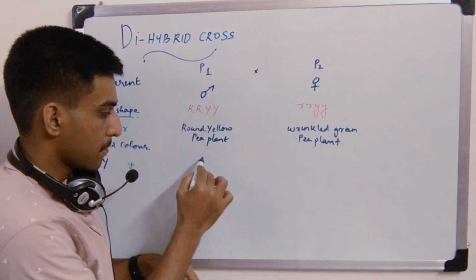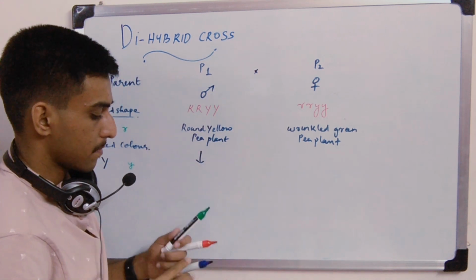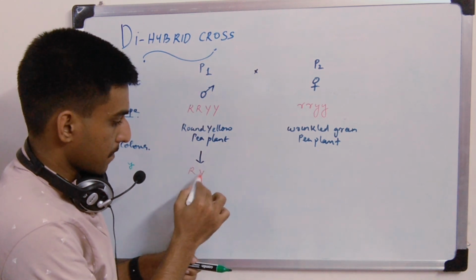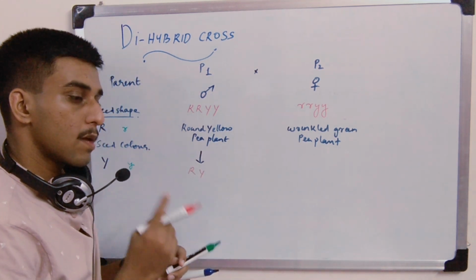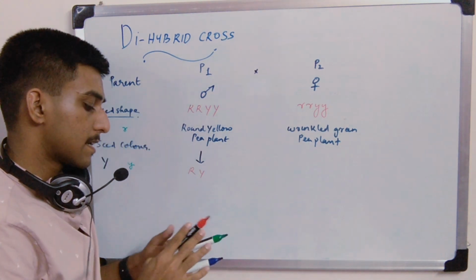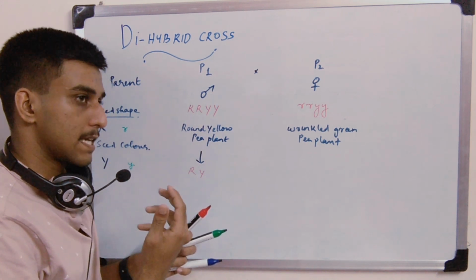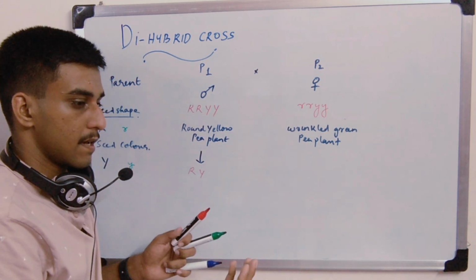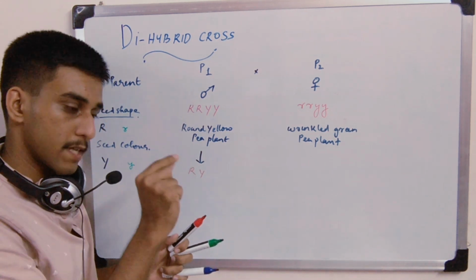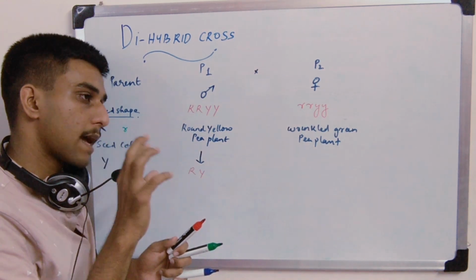Here the gametes will be formed by the process of meiosis. The gamete will be RY. Here only one type of gamete will be formed, because I mentioned earlier that we can calculate the types of gamete by the equation 2 raised to n, where n is the number of heterozygous genes. Here there is no heterozygosity, so 2 raised to 0 is 1. So only one type of gamete will be formed.